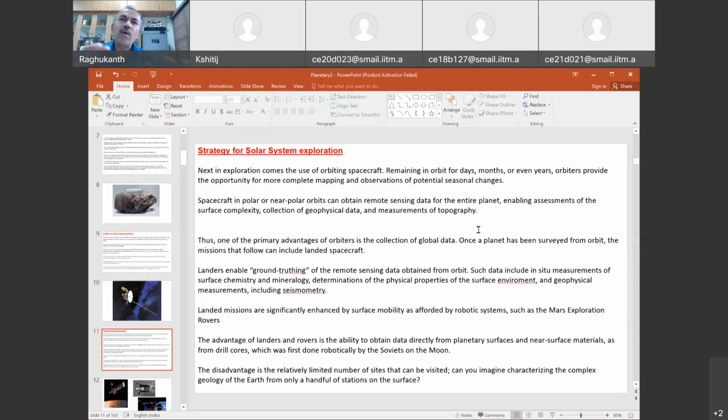Now once you have all the global data, next come the landers, that is, the rovers. From these images, the challenge is to identify the landing site where you land the rover, such that you can get more data and verify the ground truths, among other things. So that is the next step, the landers.